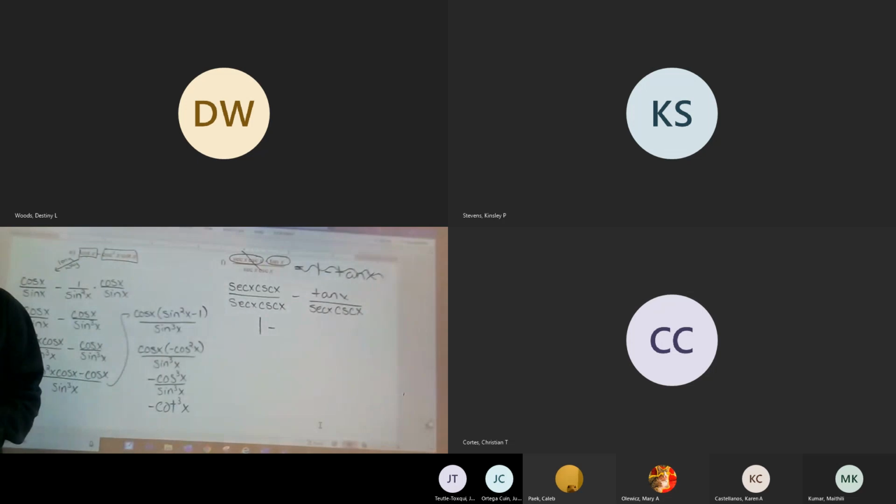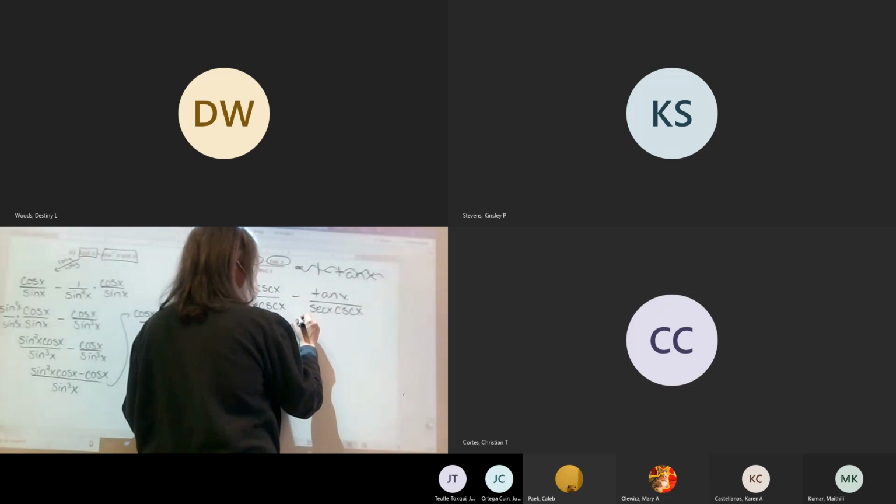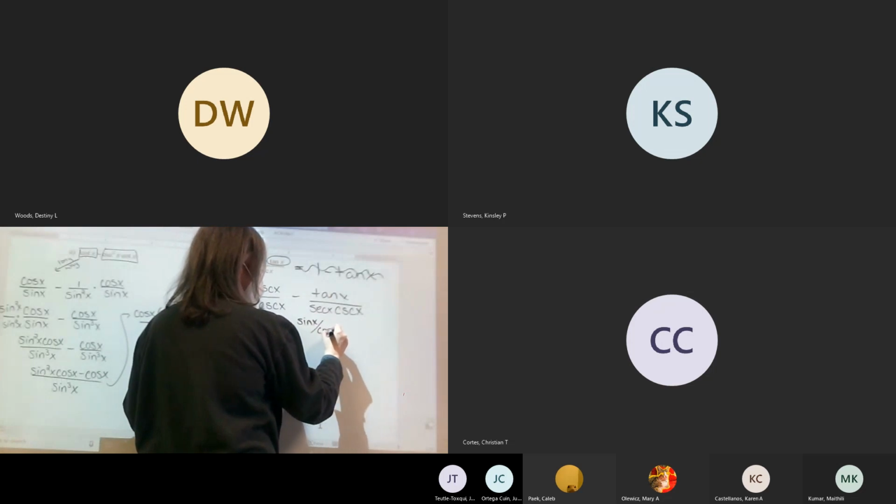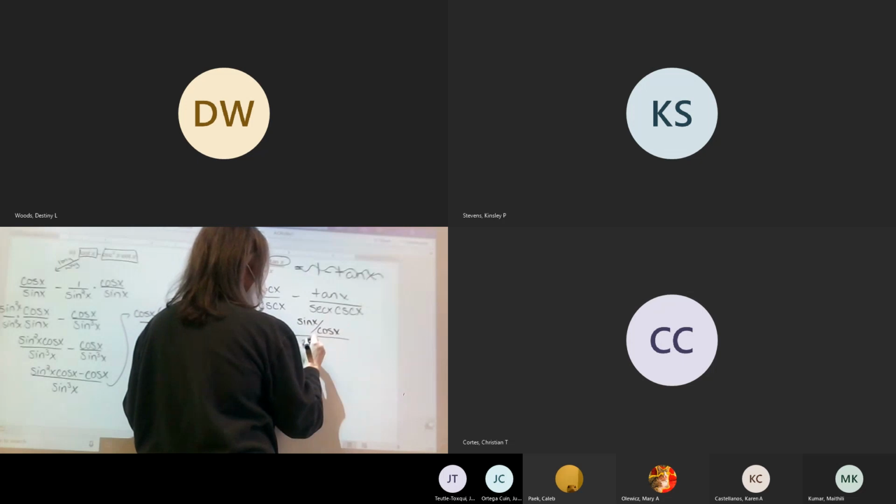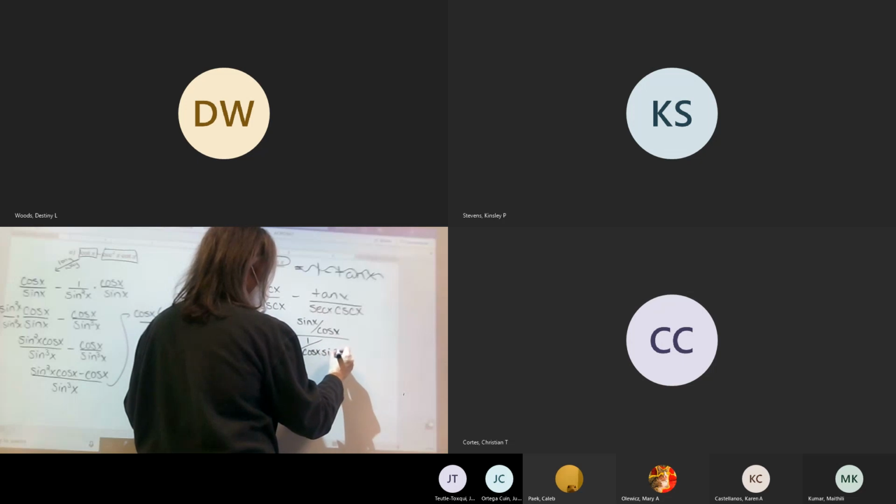Now, with that second fraction, what you want to do is use your reciprocals, like everything in terms of sine and cosine, and then you should be able to find your answer pretty easily. So I'm going to start with the numerator. The tangent is sine of x over cosine of x. And your denominator is cosine of x, sine of x.